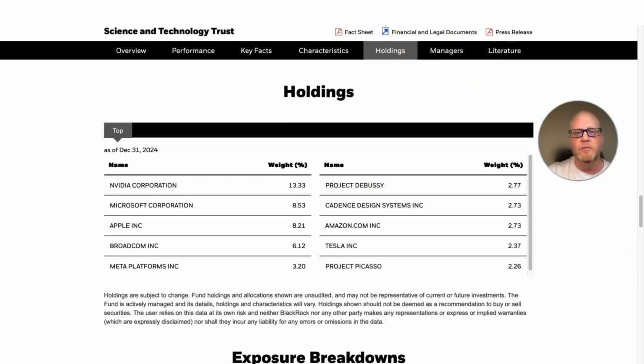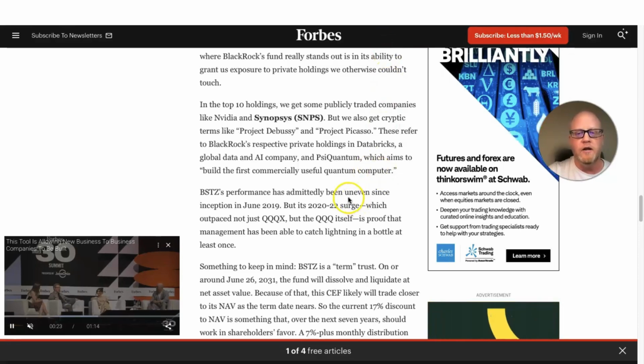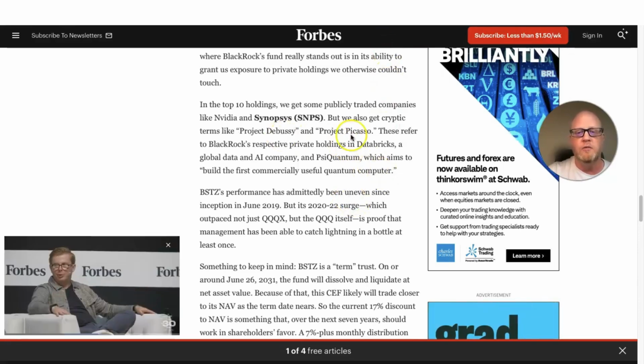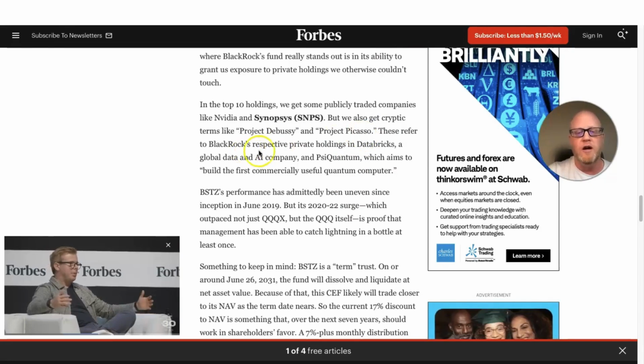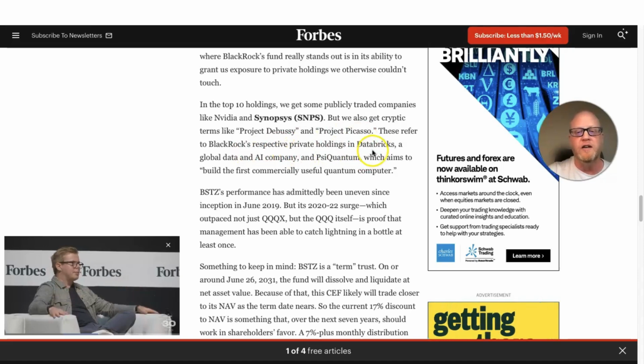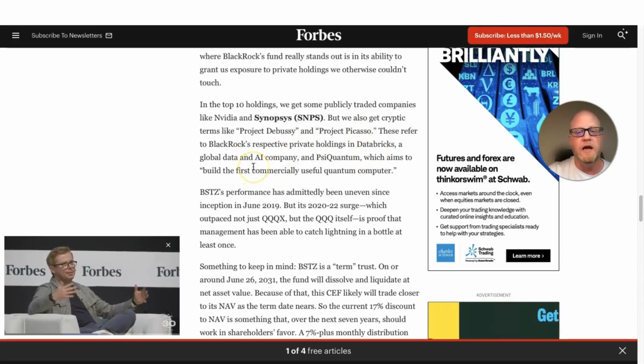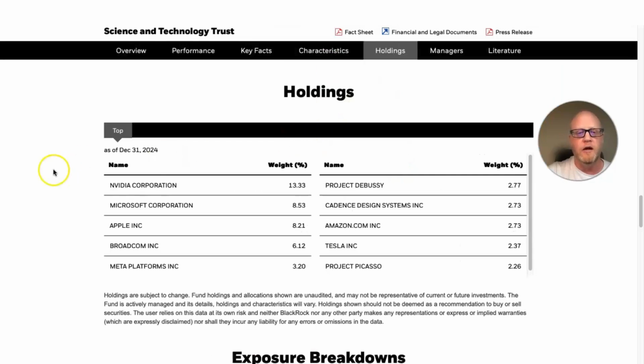So digging into that a little bit more, I found an article recently on these particular ones. Project Debussy and Project Picasso refer to BlackRock's private holdings in a company called Databricks, a global data and AI company. They were actually in the news just the other day for doing a new round of funding. And Quantum, which aims to build the first commercially useful quantum computers. So in addition to having the publicly available companies that we all know, you also have the ability to have some exposure to private companies based on the managers of the closed-end fund's objectives and what they find to be interesting.